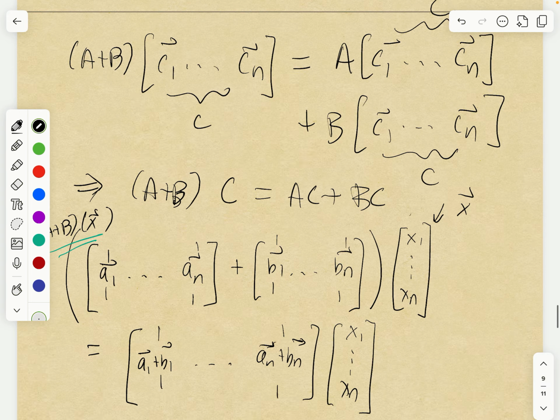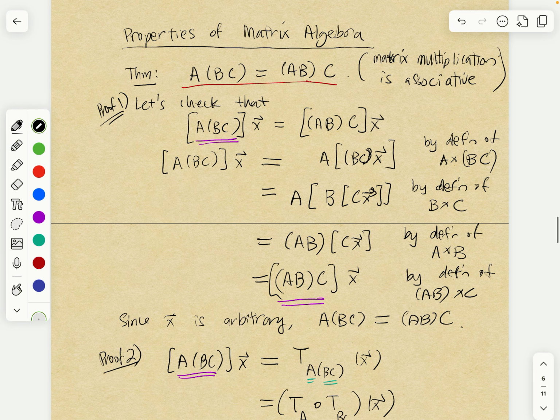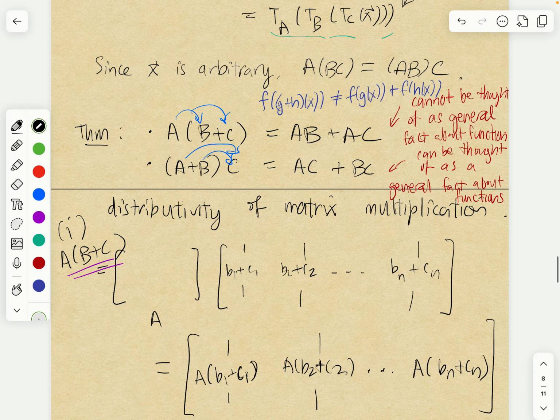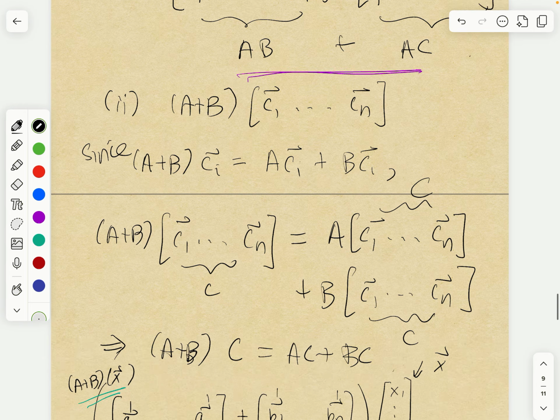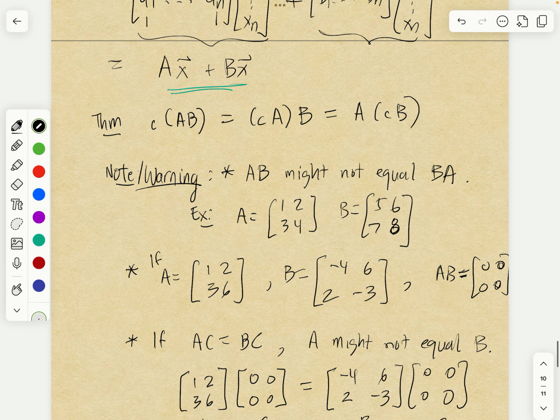So what did we do today? The reason this video is a bit longer is because we actually wrote down proofs, which we usually won't do very much. The first one is that matrix multiplication is associative. The second one is this distributive property. And the third one, I don't even know what it's called. I guess this is also a distributive property.